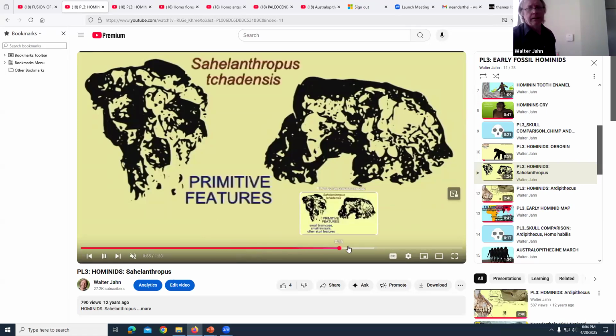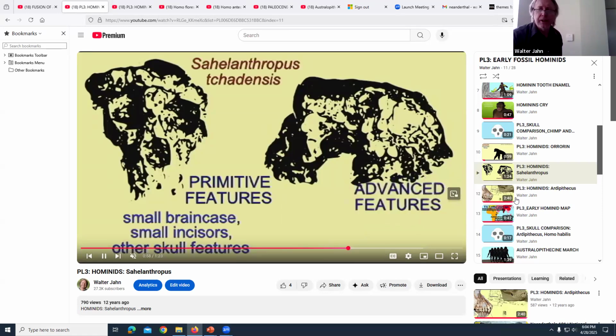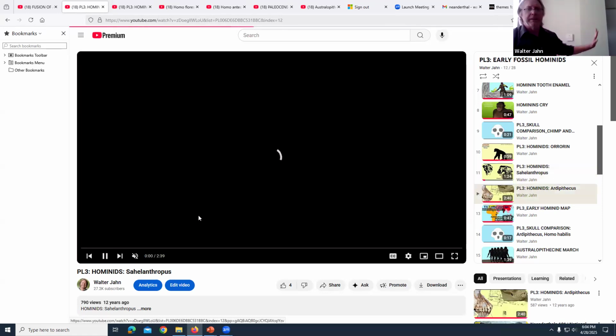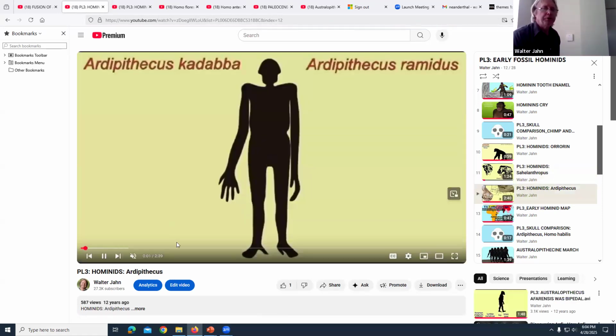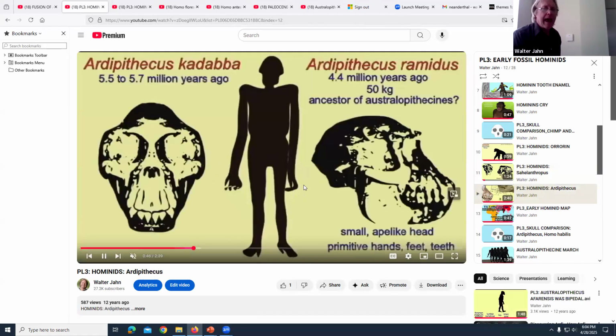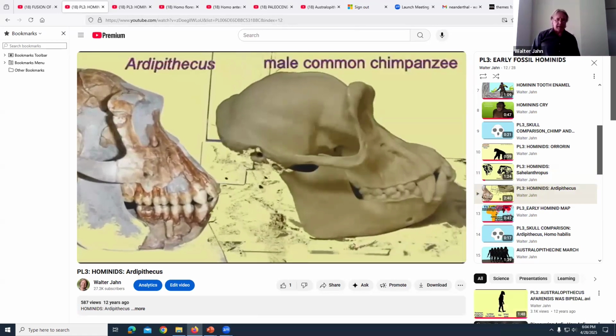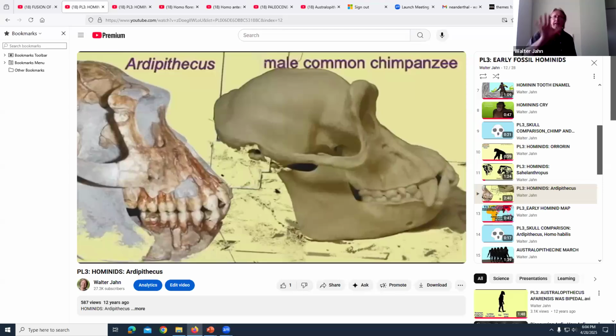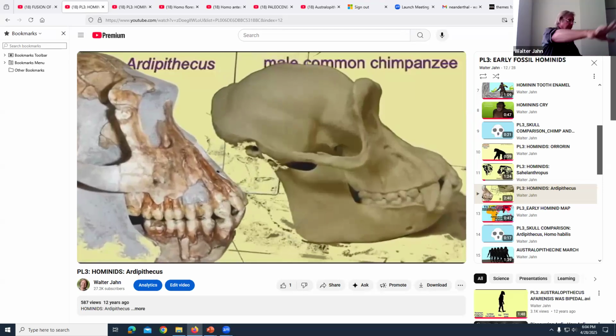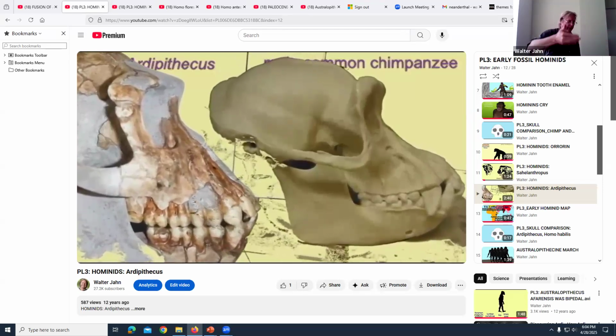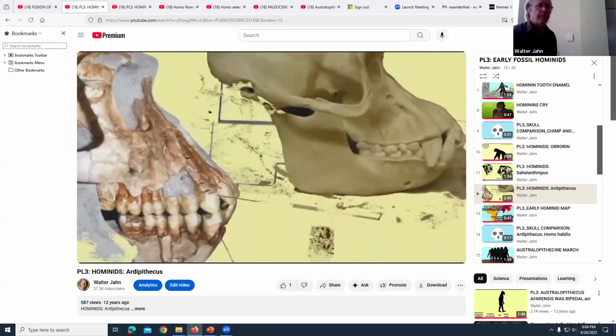Ardipithecus, we have more complete fossils of. Oh, I'm sorry, my fault. Ardipithecus, I'm reading the text. There are two species of Ardipithecus, and Ardipithecus was far better at upright walking than chimps were. Not as good as Australopithecus and nowhere near as good as you, but there's a progression here. It's trying to walk upright.